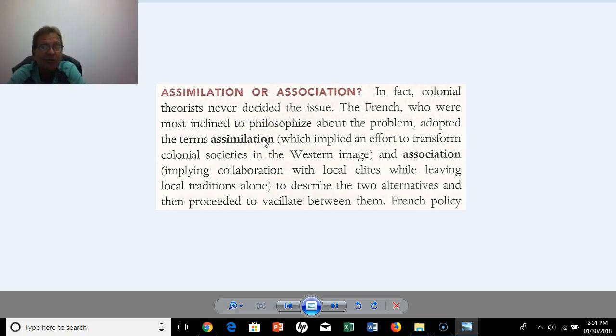And the English are also going to struggle with this idea on top of the association type of socialization where you work with local elites while leaving local traditions alone. And both the English and the French struggle with this type of policy.